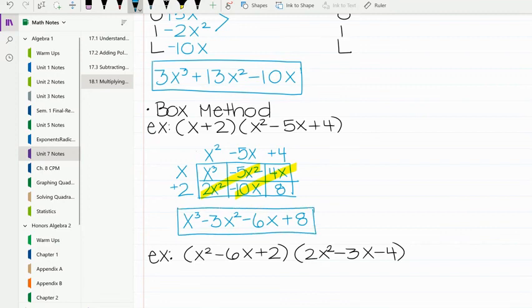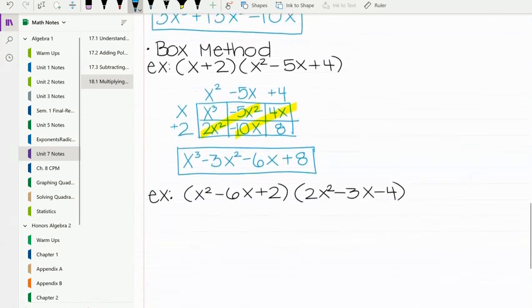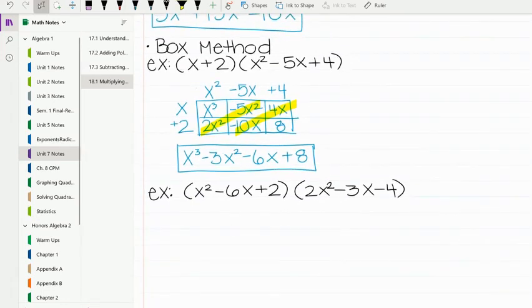So these are 3 different methods that we can use to multiply. This last one is going to be on your own. But when you set it up, keep in mind that this one's actually a 3 by 3 because it's 3 terms by 3 terms. So that is everything you need to know about multiplying polynomials.